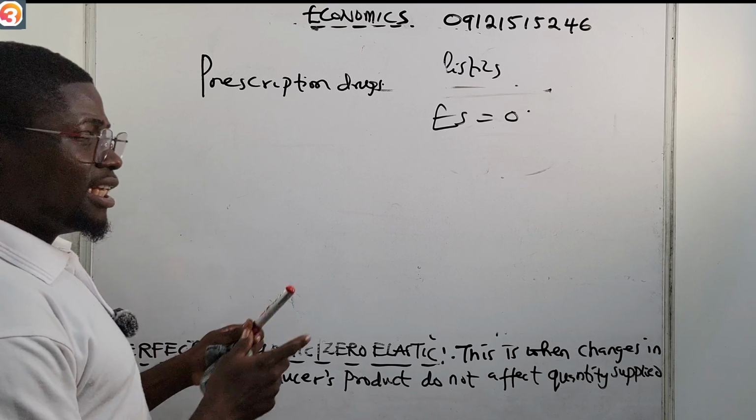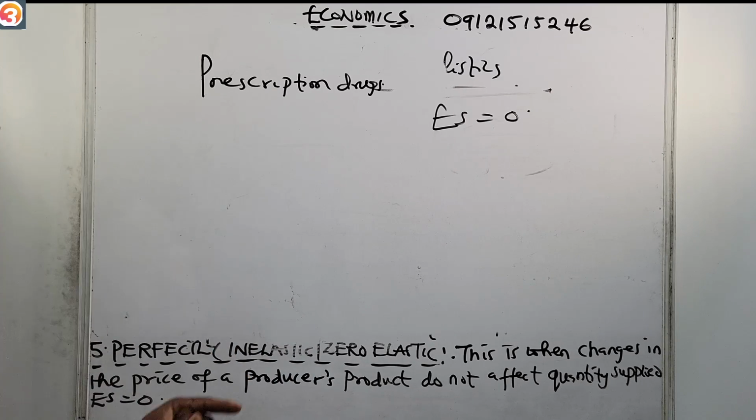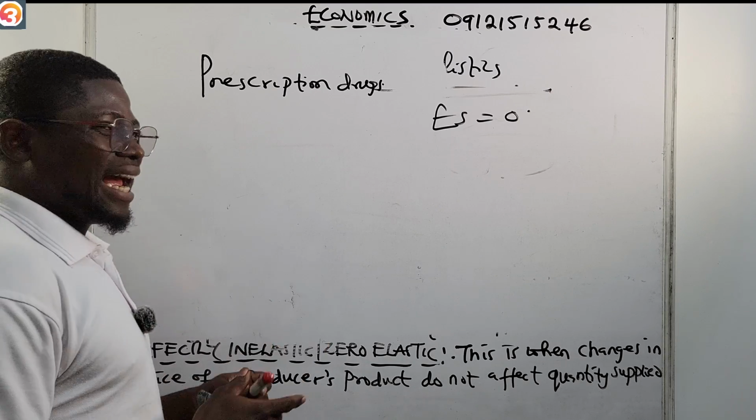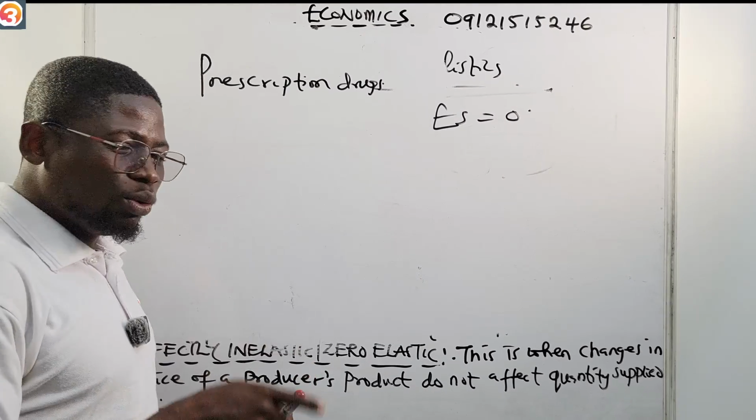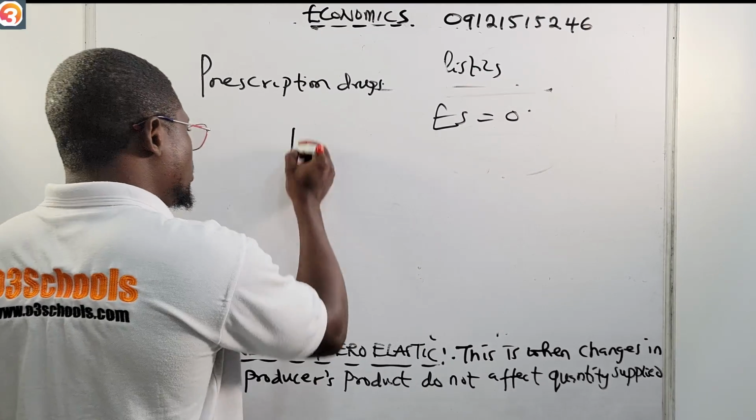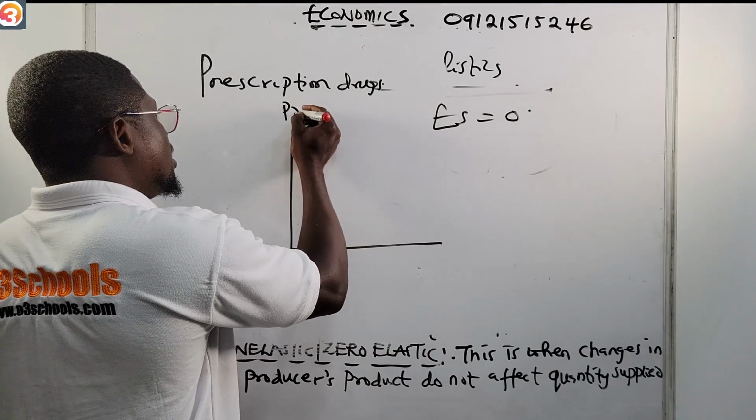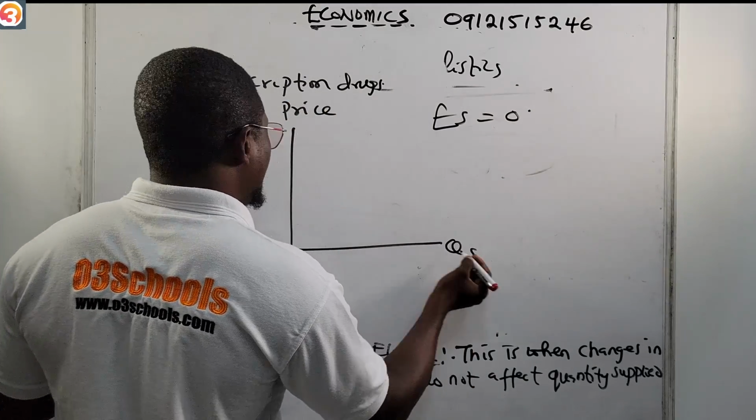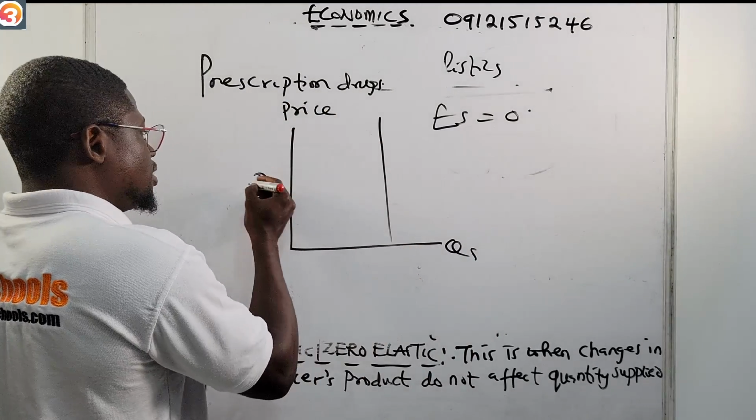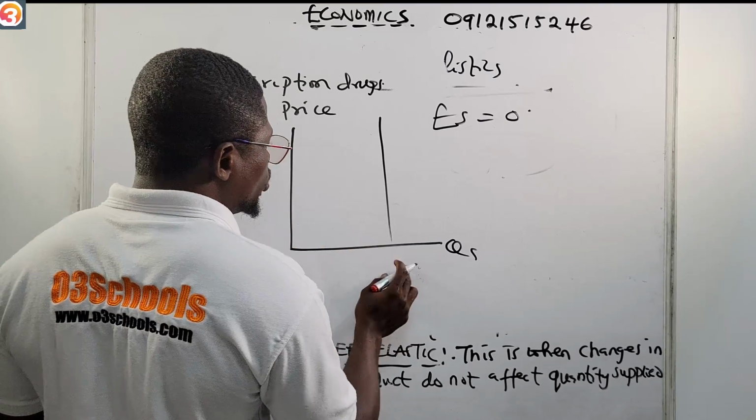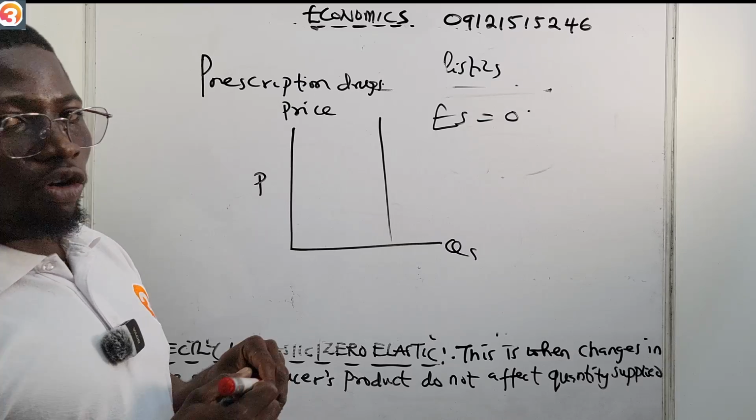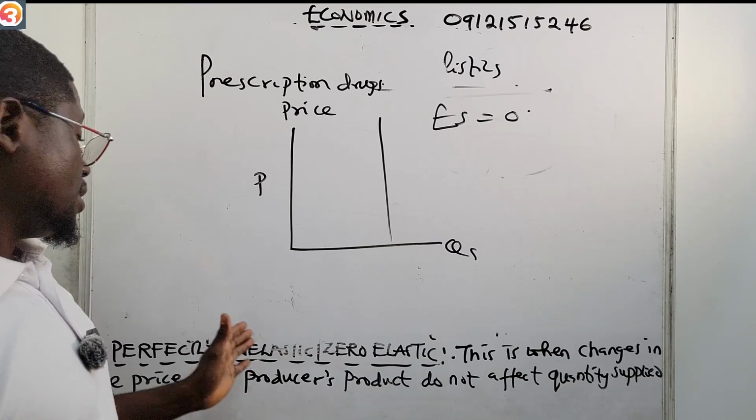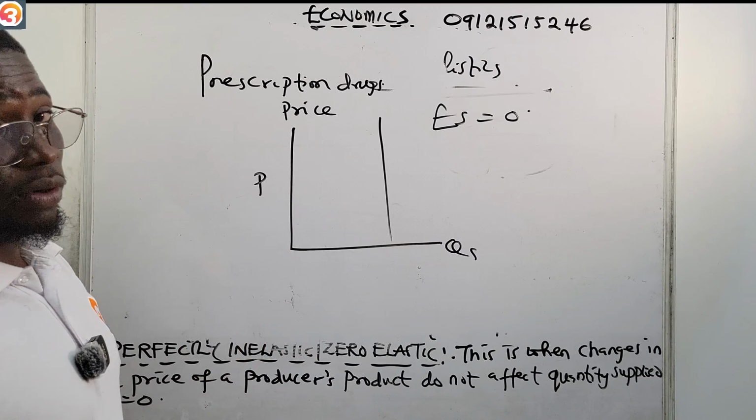Zero. The supply curve for perfectly inelastic or zero elastic supply is parallel to the what? To the price axis, or perpendicular to the what? To the quantity axis. So this is the supply curve. Here's your price, here's your quantity supplied. It's parallel, so this is your P. It's parallel to the what? To the quantity axis. This is the supply curve for perfectly inelastic or zero elastic supply.